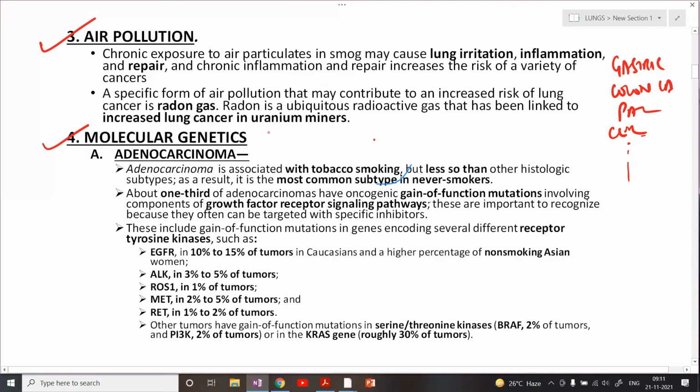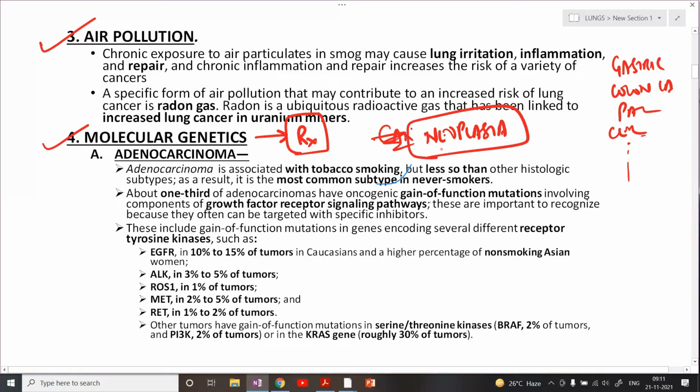Why is it important? Because now treatment is completely based on molecular genetics. Even the classification of tumors is now based on the molecular genetics of the individual tumor. So molecular genetics is very important, very much real. So do not skip this part. And I will tell you, those who have not understood the chapter on neoplasia will find it very hard and difficult to understand the molecular genetics of each and every chapter.